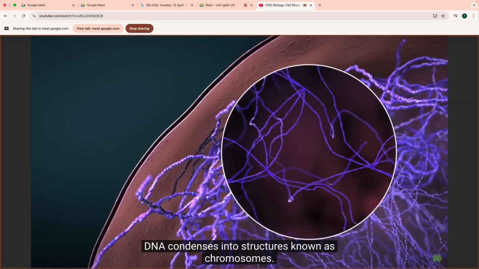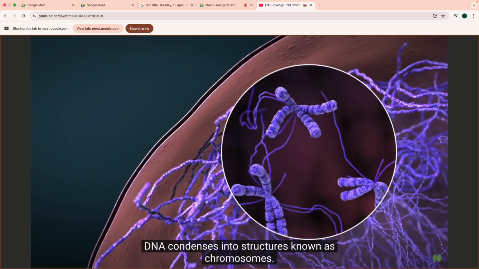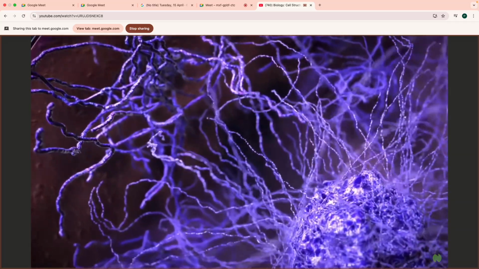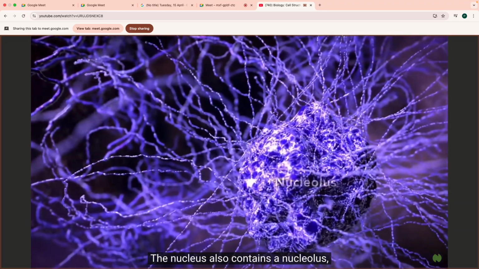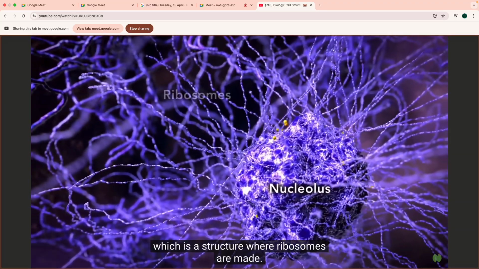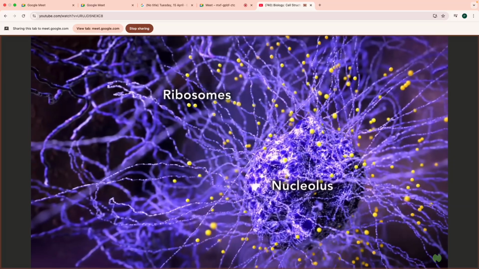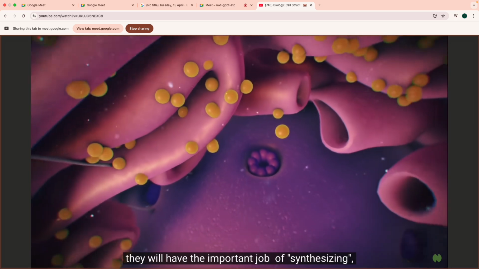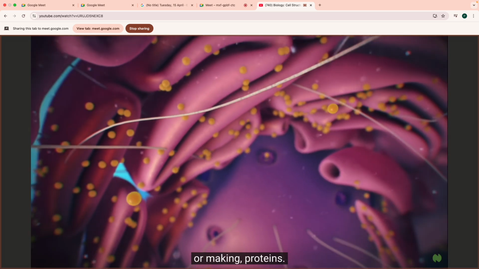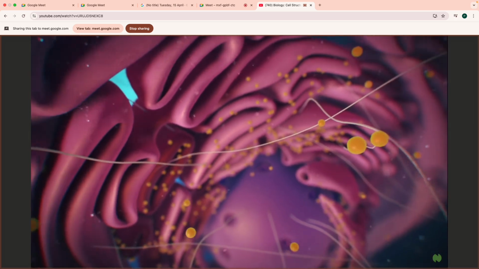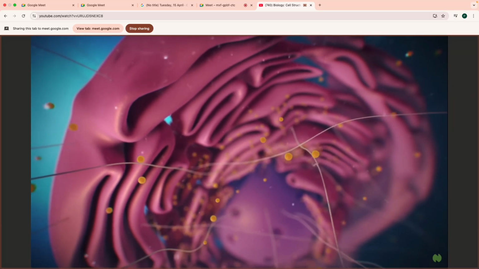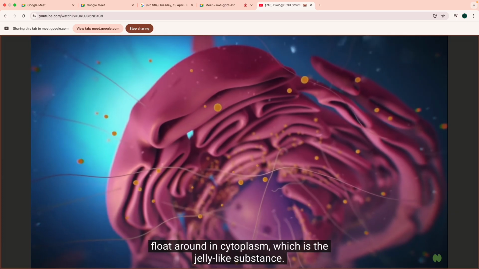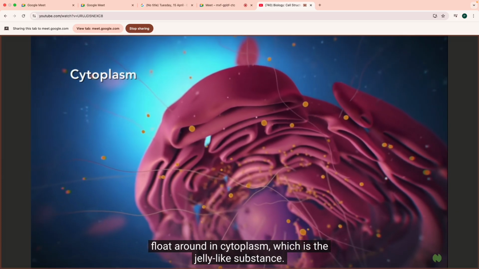When a cell is ready to divide, DNA condenses into structures known as chromosomes. The nucleus also contains a nucleolus, which is a structure where ribosomes are made. After ribosomes leave the nucleus, they will have the important job of synthesizing or making proteins. Outside the nucleus, the ribosomes and the rest of the organelles float around in cytoplasm, which is the jelly-like substance.